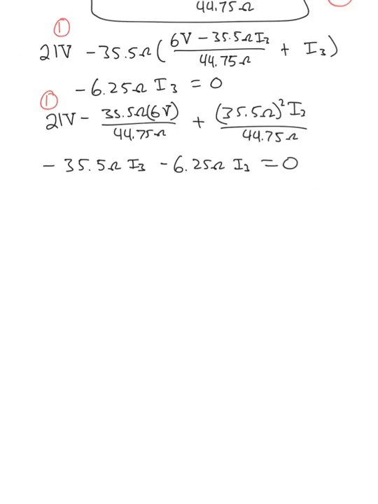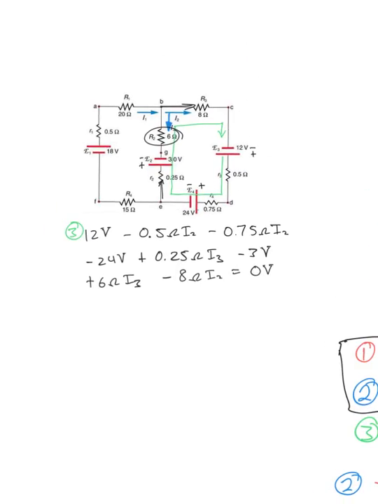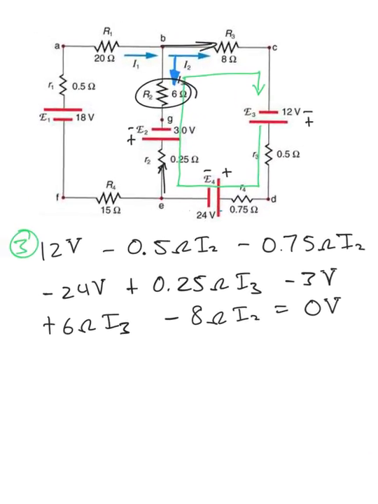Plugging this into a calculator, our first two terms combined give 16.24 volts. Our final terms, when we combine all of our I3 terms together, we get minus 13.59 ohms multiplied by I3, and that equals 0. Solving for I3 gives I3 equal to 1.19 amps. So now, by doing out this algebra, we have successfully been able to find I3, which, if you remember, is the current through the central line of our circuit.